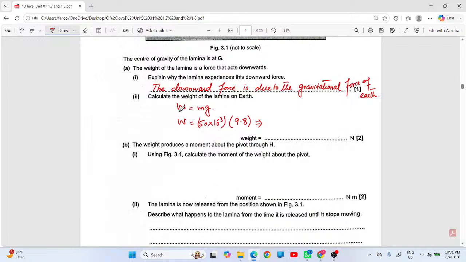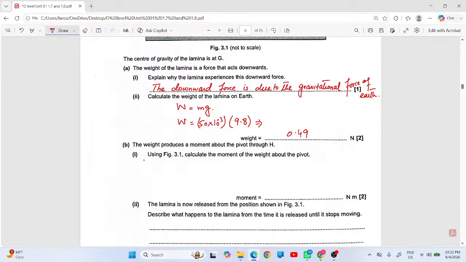So now we have used the formula for weight, mg. The mass is 50 grams and it is multiplied by 10 raised to power minus 3, multiplied by 9.8. Abdullah, check what answer you get. So 50 times 10 power minus 3 times 9.8 is 0.49. This is the weight.